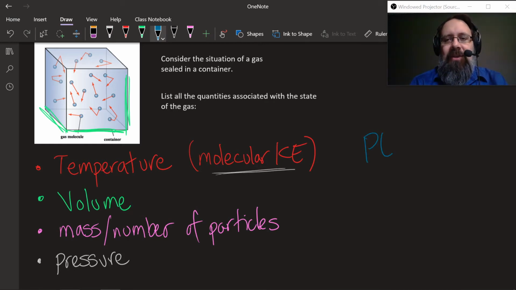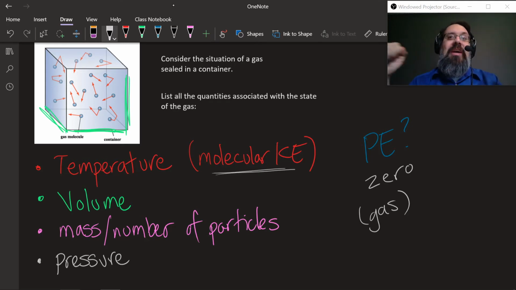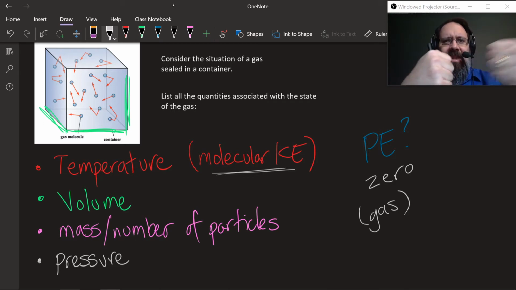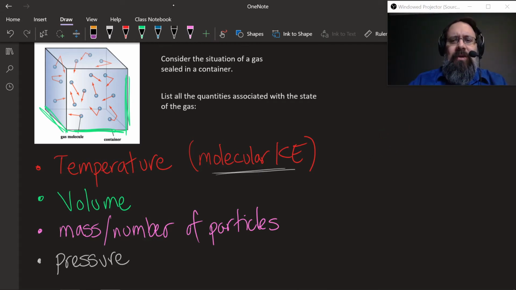So where is the interparticle potential energy? And the answer is that there isn't any. And the reason is because it's a gas. So when we have a gas, we say that the interparticle forces are basically zero. The particles are so spread out and moving randomly that they're not actually ever interacting with each other beyond when they collide. But we say that when they collide, they experience elastic collisions, so there's really no loss of energy due to these collisions.